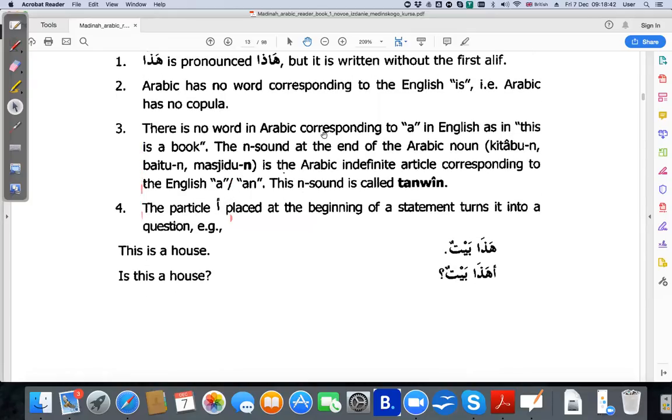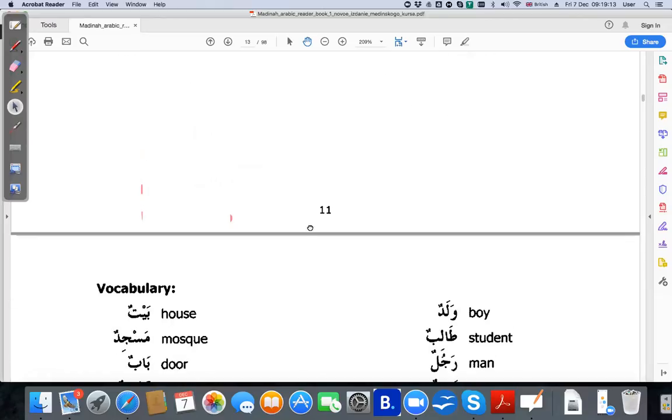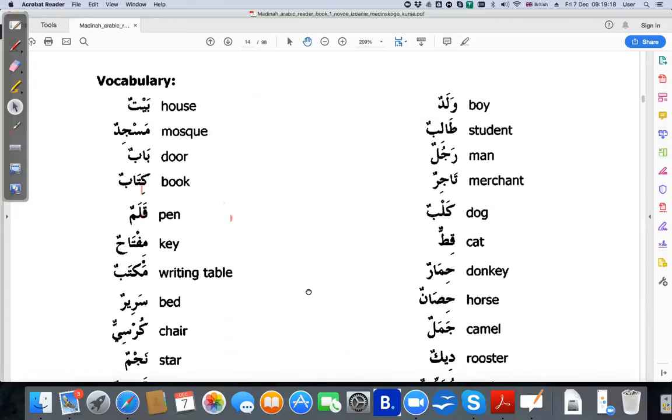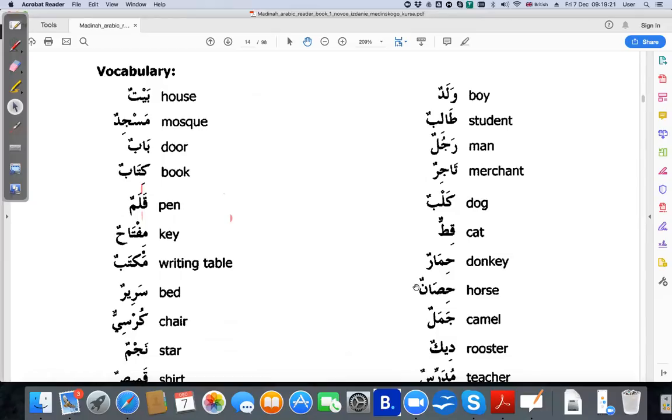There is no word in Arabic corresponding to a, in English, as in this is a book. Okay, we forget to say this. I come back to the dars, for this is very important, okay? The N sound at the end of Arabic noun, kitabun, is called the tanween, okay? This, we come back to this one. The particle a present at the beginning of the statement turns into a question. Is this or are these, did, okay? All these are replaced by a. And we have some vocabularies as well here that you have to learn before the quiz, okay? We come back to a nakira.